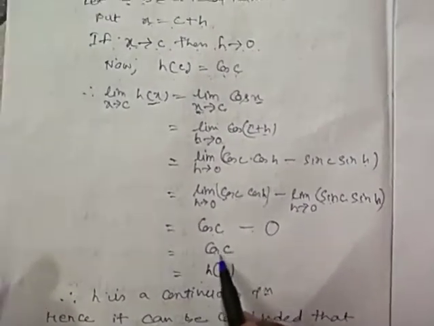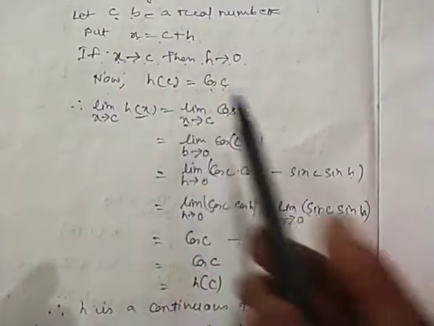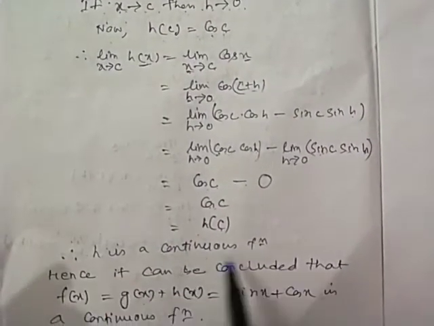So what is cos c again? Cos c equals h of c. Okay, so you will get h of c. Therefore h is a continuous function.